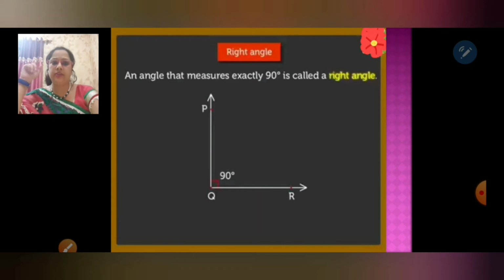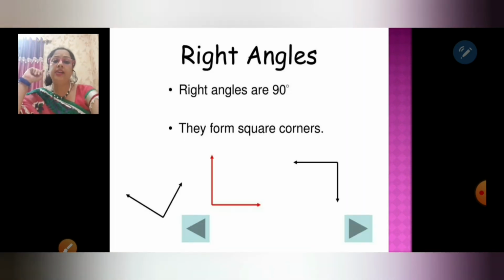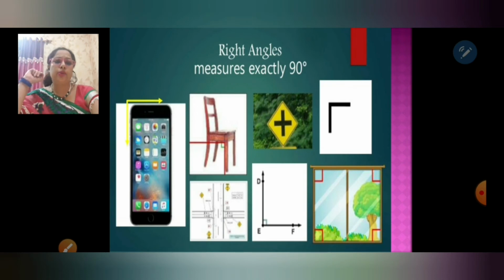Then the next one is right angle. An angle that measures exactly 90 degrees is called a right angle. So right angles are 90 degree angles and they form square corners. So you can see in all the three examples they are making square corners. And these are some of the examples of right angles which you must have seen in your daily life.